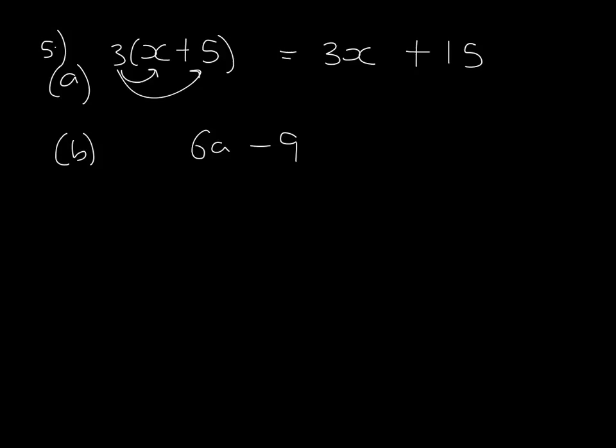Part B, factorise this expression. We need to look for common factors here and here. 6a and 9 both have 3 as a common factor. Take it outside the bracket. We then have to think, what do we multiply 3 by to make 6a? It's 2a. What do we multiply 3 by to make negative 9? It's negative 3, and here is the factorised answer in green.